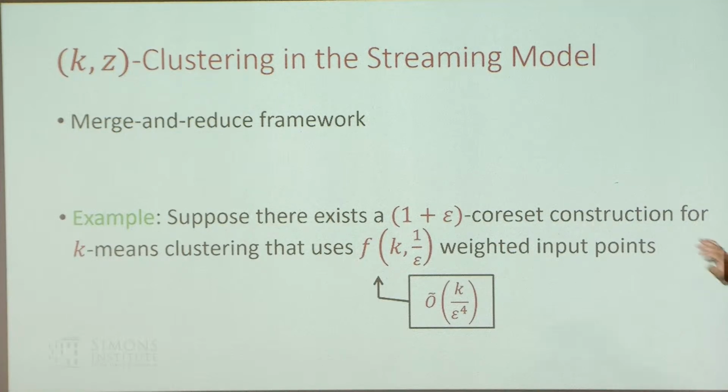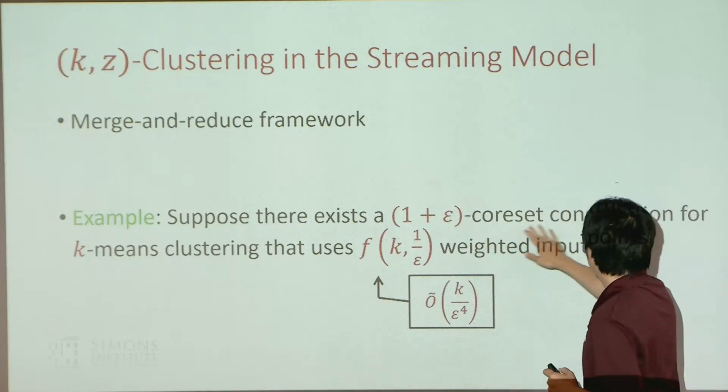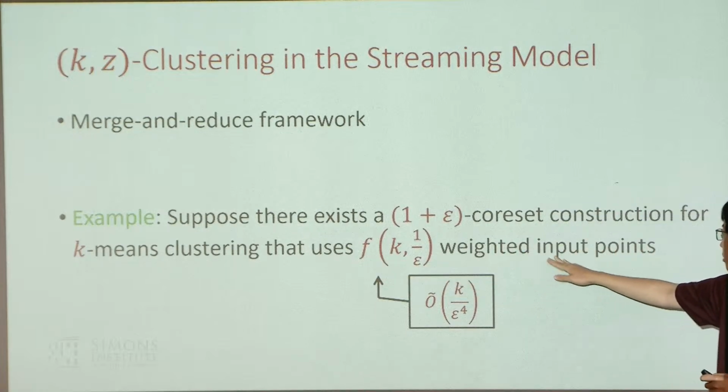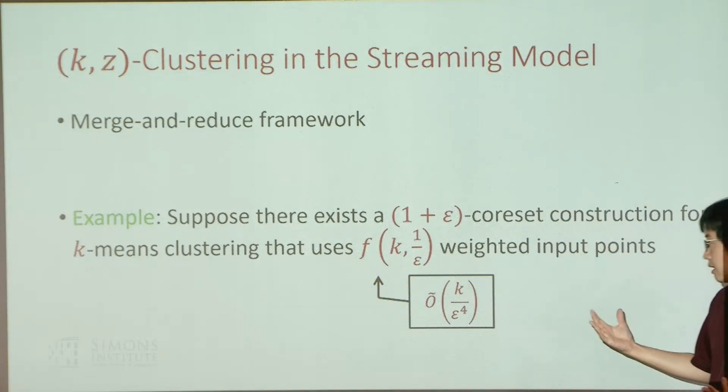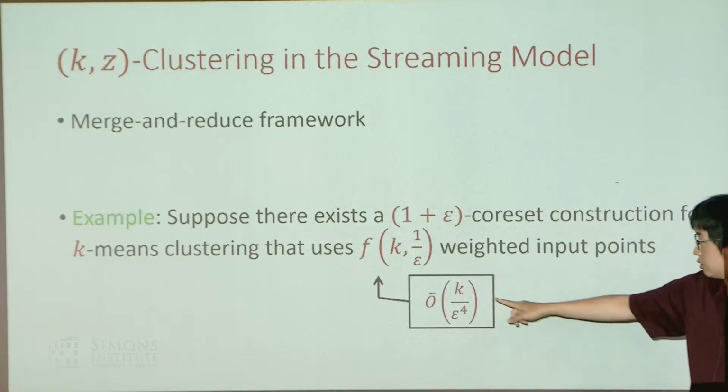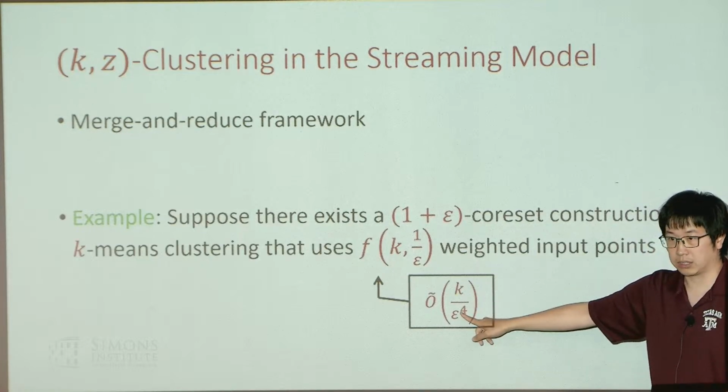So this is something that's been done for a long time. It's very simple. It's just merge and reduce. Okay. So if you have some core set construction, let's say for k-means clustering, and it uses a certain number of weighted points. So you have your data set, and it's known that there is a core set for k-means clustering that just uses roughly k over epsilon to the 4th points.